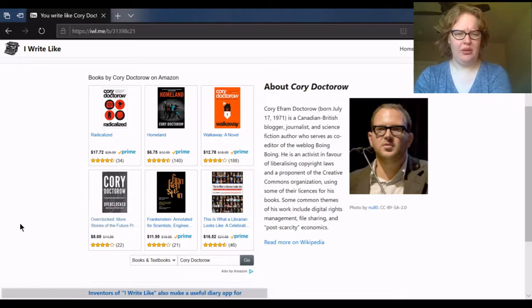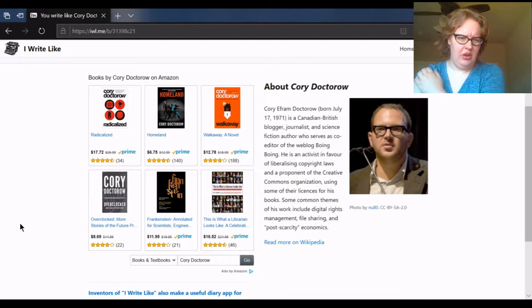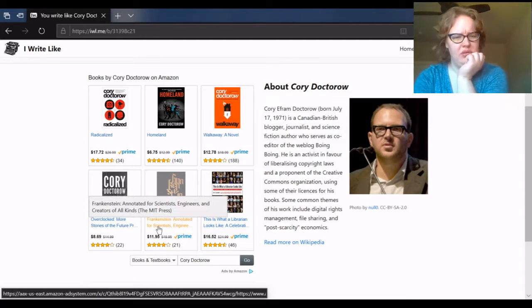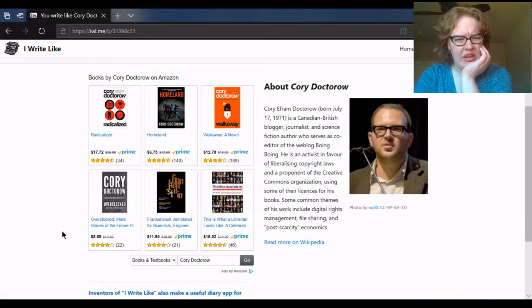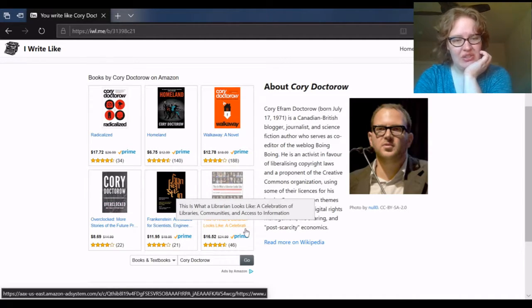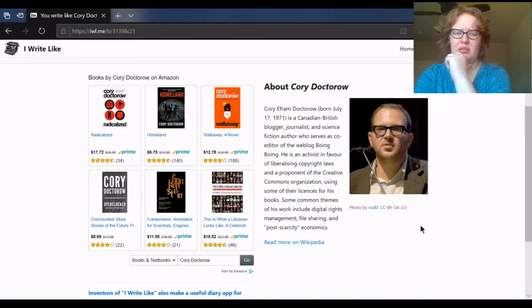Radicalized, Homeland, Walk Away: A Novel, Overclocked: More Stories of the Future Present, Frankenstein annotated for scientists, engineers, and creators of all kinds, the MIT Press. Okay. This Is What a Librarian Looks Like, a celebration of libraries, communities, and access to information. Cory Efraim Doctorow, born July 17th, 1971.